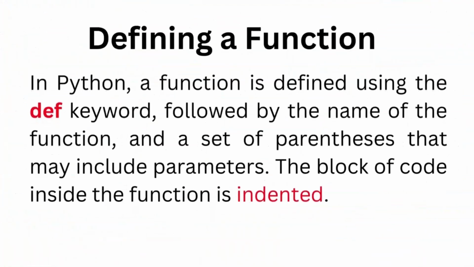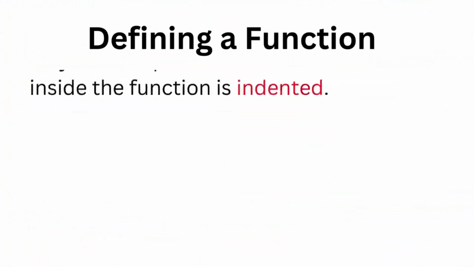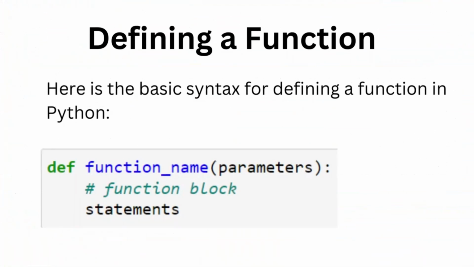In Python, a function is defined using the def keyword, followed by the name of the function and a set of parentheses that may include parameters. The block of code inside the function is indented. Here is the basic syntax for defining a function in Python.